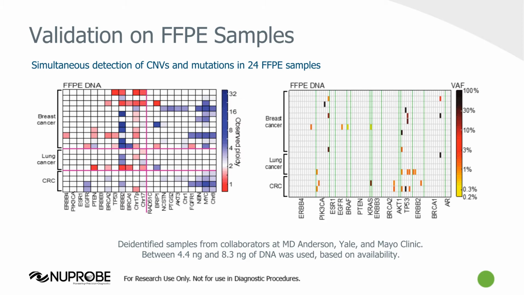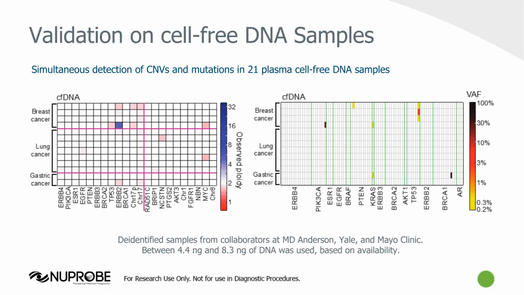We were also able to apply the same exact panel to cell-free DNA, reporting both CNV and mutations of the same samples. Note that these FFPE and cell-free DNA samples are now matched samples from the same patient. This result demonstrates that our QASeq pipeline is highly adaptable to different sample types.